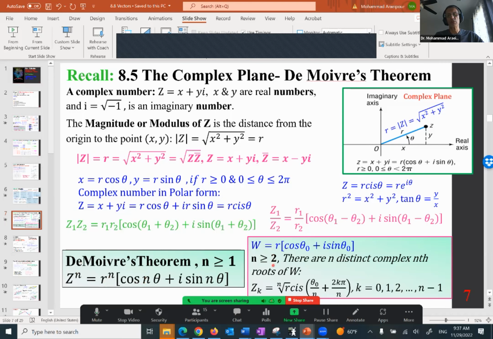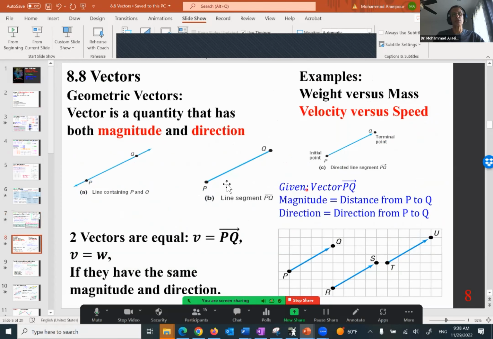When we want to take a root, we represent the number in the form of r cis theta. Then we take the nth root of r, which is the magnitude. We divide theta, or theta sub 0, by n, and then we add 2k pi, and we divide it by n. We let k be 0, 1, 2, all the way to n minus 1. That's how we find complex roots. So for any n larger than or equal to 2, there are n complex roots.